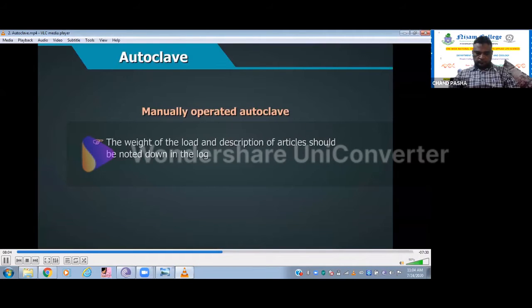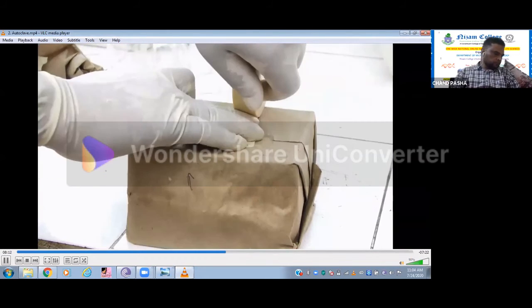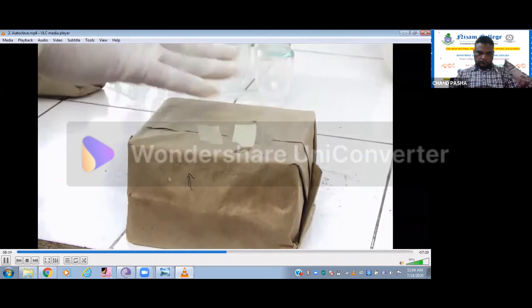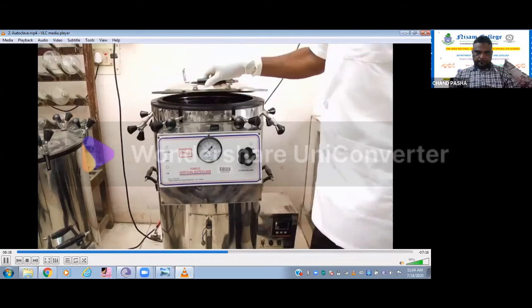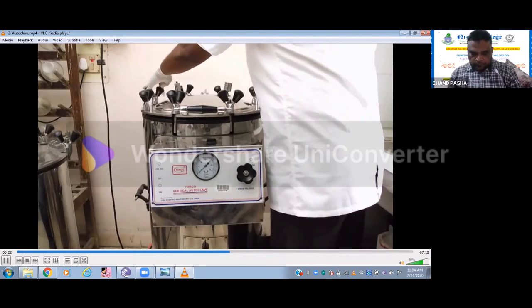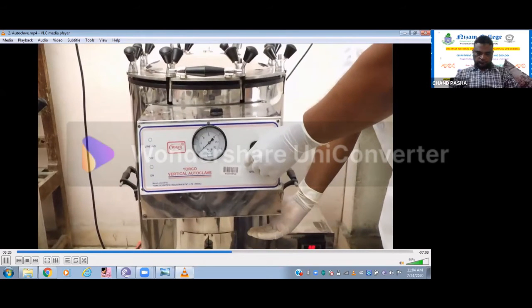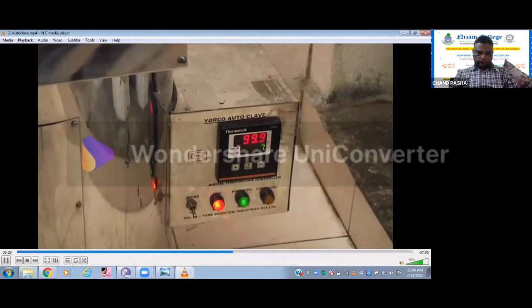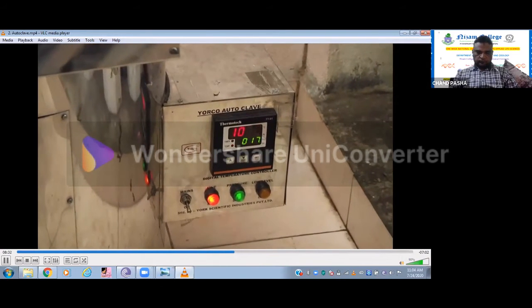The weight of the load and description of articles should be noted down in the log. Place a control time steam temperature indicator strip in the center of the load, where steam penetration is likely to be slowest. Secure the lid of the autoclave as instructed by the manufacturer. Open the air cock and close the draw-off cock. Heat the autoclave. If using an electric autoclave, switch on the power to maximum setting.